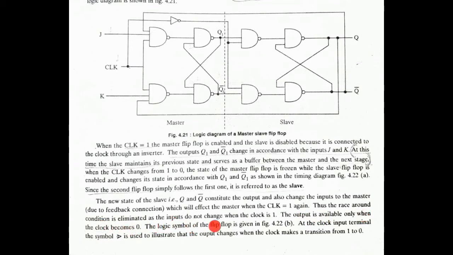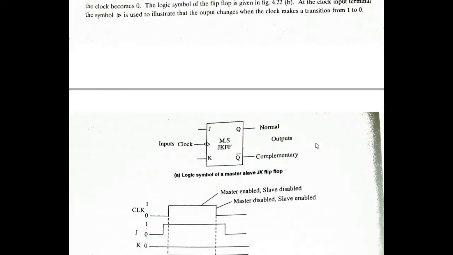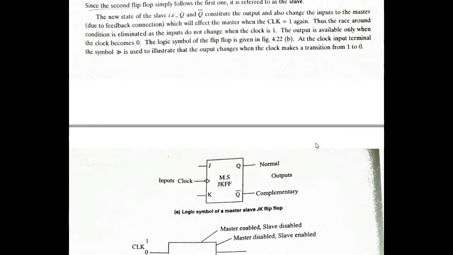The logic symbol of the flip-flop is shown in figure 4.22. At the clock input terminal, this symbol is called the input clock. It is used to illustrate that the output changes when the clock makes a transition from 1 to 0. So this is the logic symbol of the master slave JK flip flop.